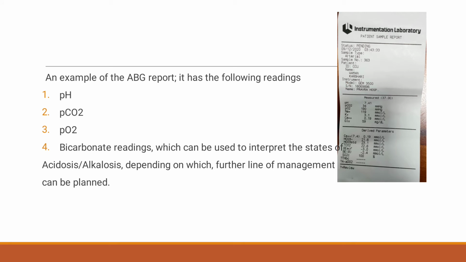An example of an ABG report, which has the following readings of pH, PCO2, PO2, and bicarbonate, which can be used to interpret the states of acidosis or alkalosis in a critically ill patient, and depending on which, further line of management can be planned accordingly.